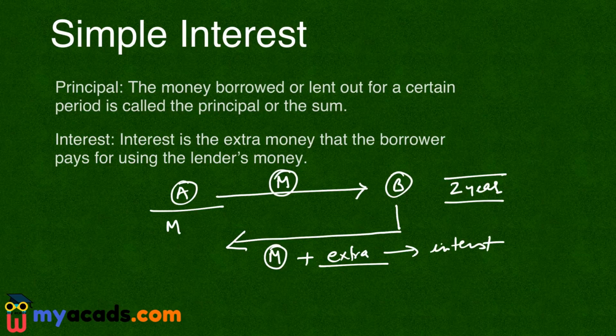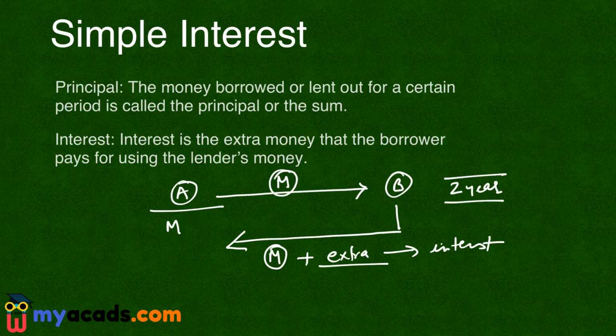So, the money that B borrows from A is known as principal. The definition of principal is the money borrowed or lent out for a certain period, also called the sum. So this M is the principal or the sum, and it is lent for 2 years. Now what is interest? Interest is the extra money that the borrower pays for using the lender's money. So B is paying some extra money to A, and this extra money is called interest.